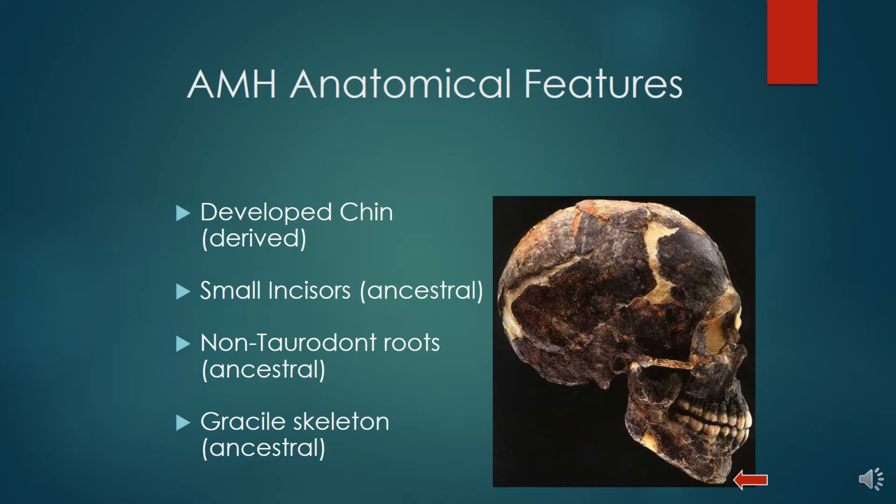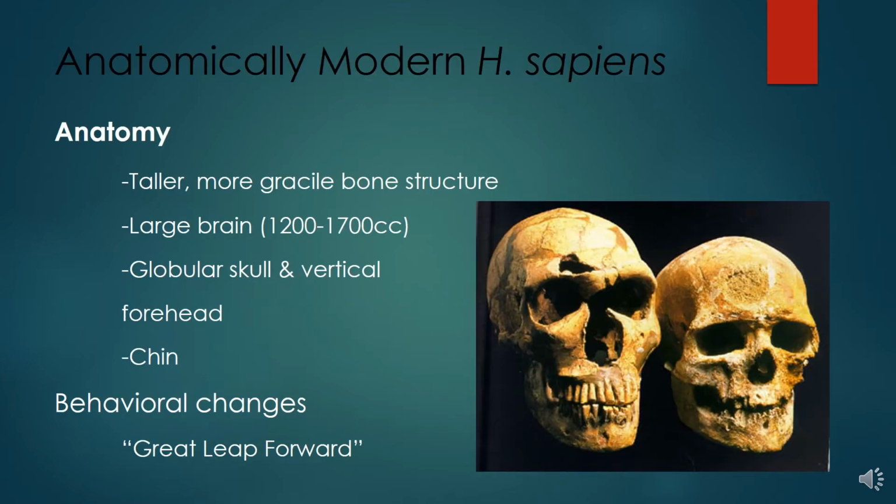We have small incisors, which is an ancestral trait, non-taurodont roots, which is also ancestral, and a gracile skeleton. In general, we are taller and more gracile than Neanderthals. We have that large brain, the globular skull and forehead, and then the chin. But one of the things we'll look at this week are actually the behavioral changes that we see with anatomically modern humans that really indicate a great leap forward.